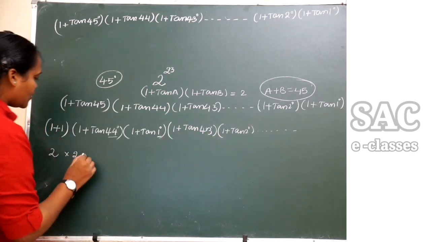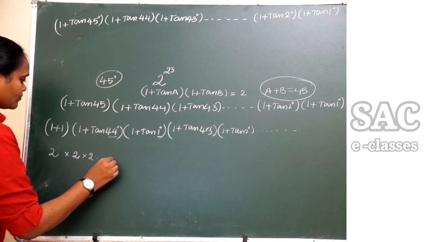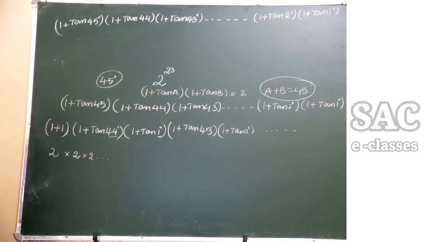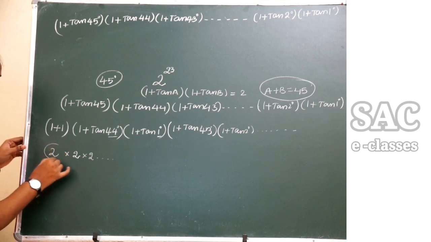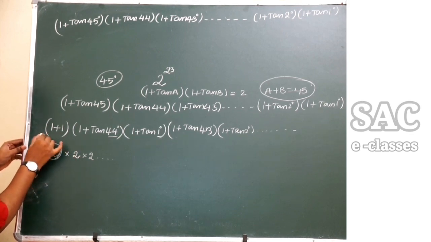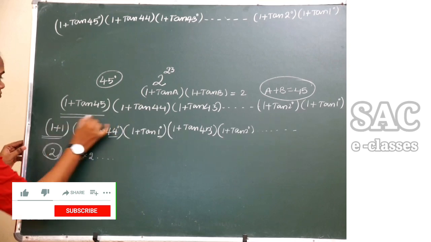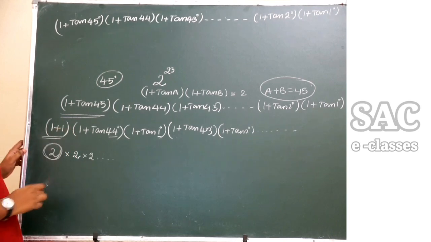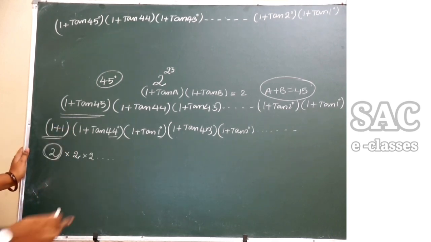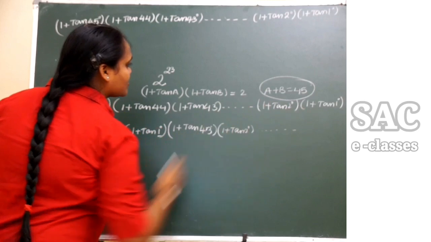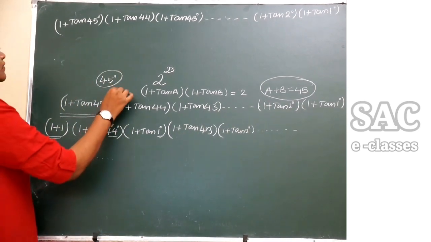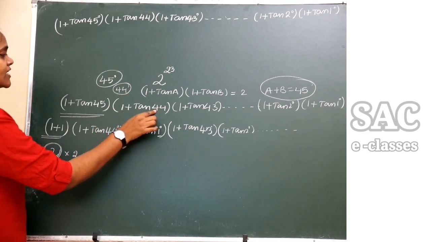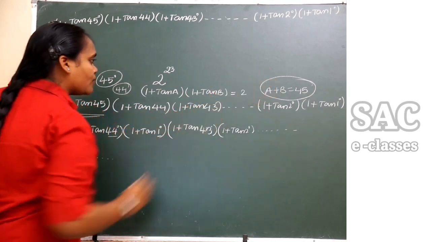In the same way, 2. But how do I know how many 2's there are? First, don't consider the first 2, which we got separately. Later, observe how many multiplication factors there are. Those are 44. How can we say they are 44? Here I have started multiplication from 44 down to 1.